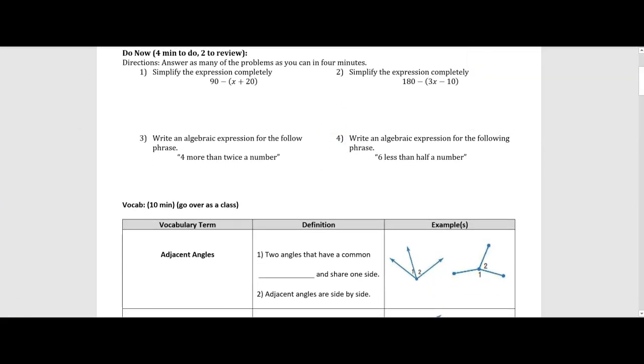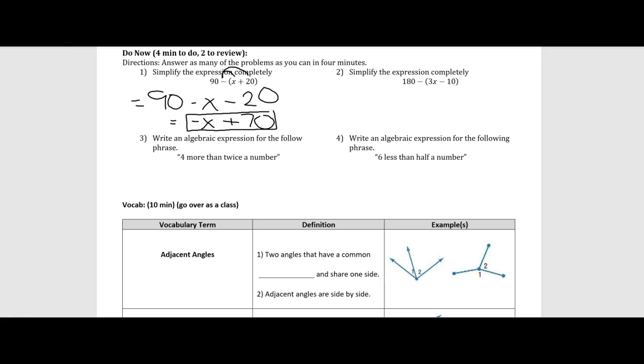All right, so for number 1, we're just being asked to simplify the expression completely. So the only possible tricky thing in here is making sure we distribute this negative to both terms. So I get 90 minus x as well as minus 20. And then I get negative x plus 70. You could also just have 70 minus x. Either one of those would be acceptable.